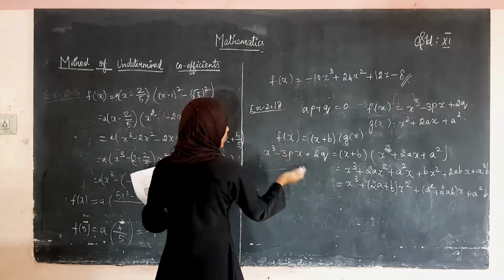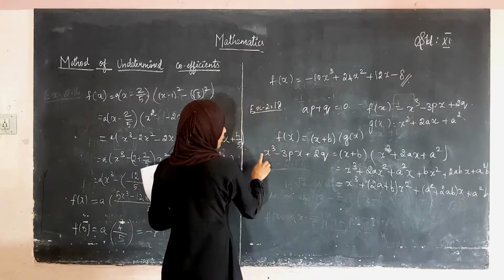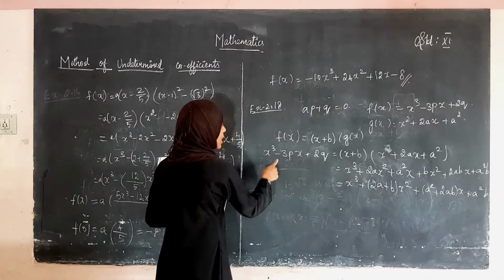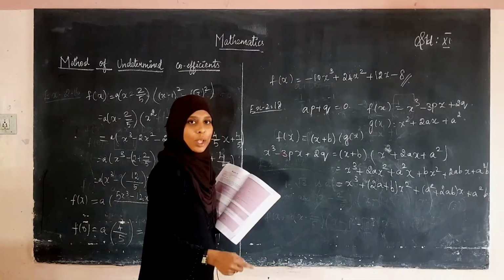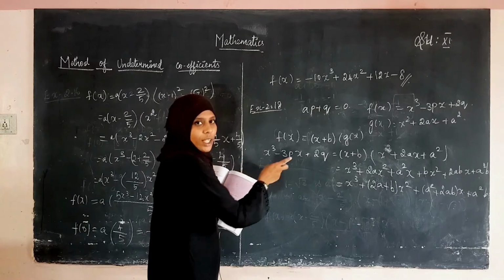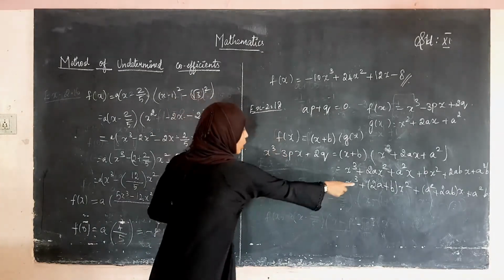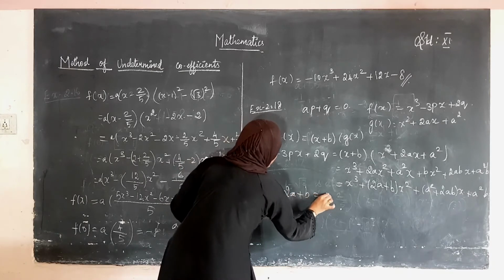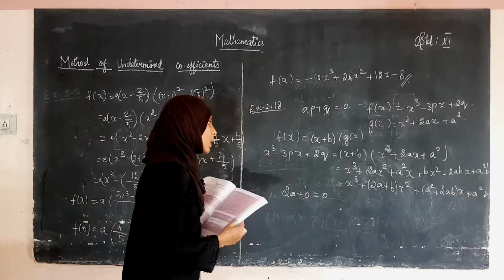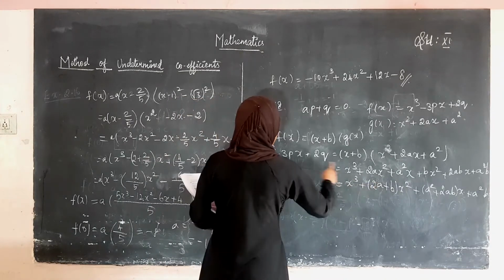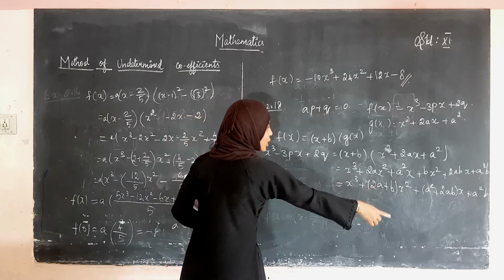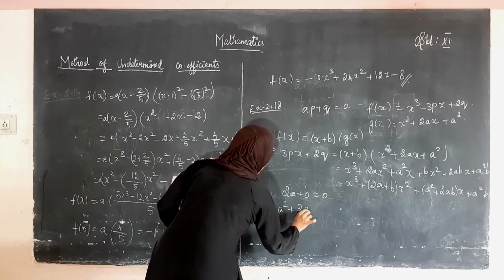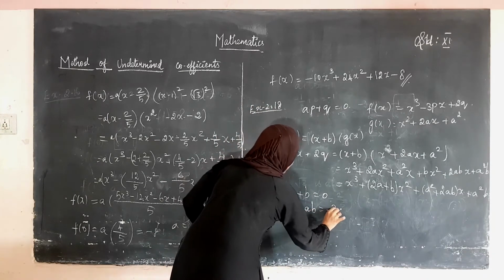Now let us equate the coefficients. Here we have x cube, here we have x cube. 1 is equal to 1. And then the x square term's coefficient. See here, we don't have an x square term here. Therefore, the coefficient of x square on the left hand side becomes 0. Here the coefficient of x square is 2 into a plus b is equal to 0. 2a plus b is equal to 0. And then x terms. Here we have minus 3p. There we have a square plus 2ab, which is equal to minus 3p.